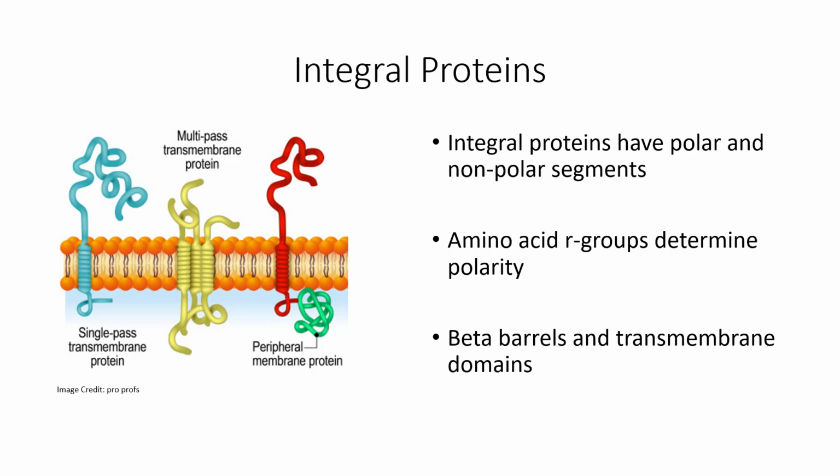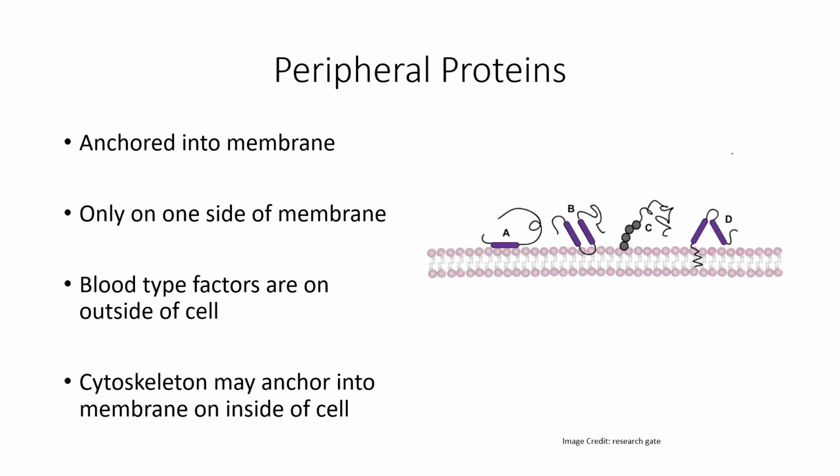And these are what are called transmembrane domains. They're domains that go through the plasma membrane. If it does not go through the plasma membrane but stays on one side, we have peripheral proteins. These are anchored into the membrane, but only on one side of the membrane. Blood type factors are glycoproteins that are on the outside of a cell. On the inside of the cell, the cytoskeleton, which we'll discuss in a future lecture, may actually be connected to the membrane by peripheral proteins that are anchored into the membrane.